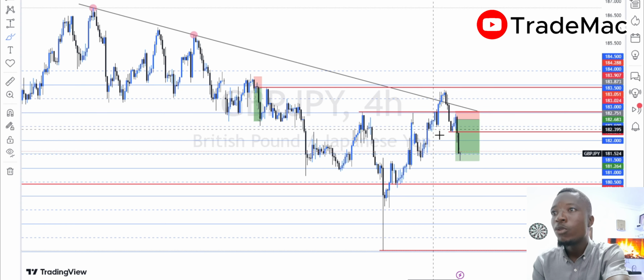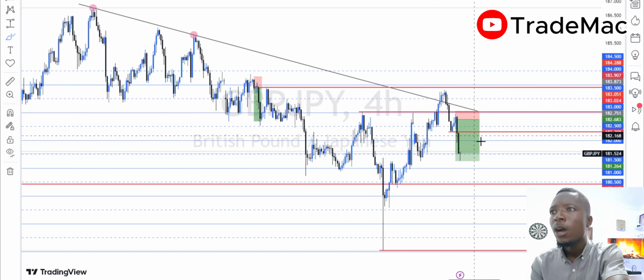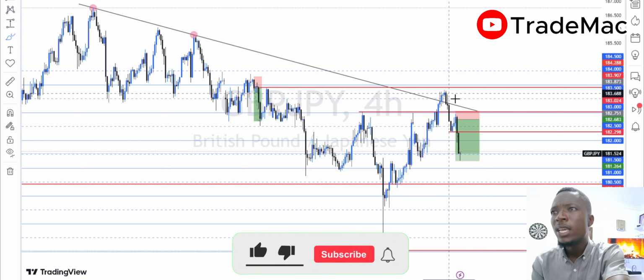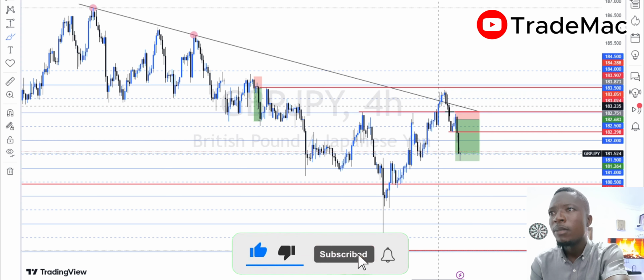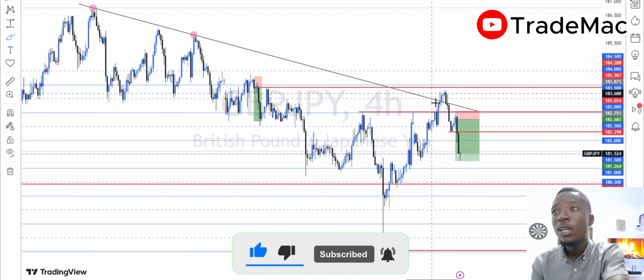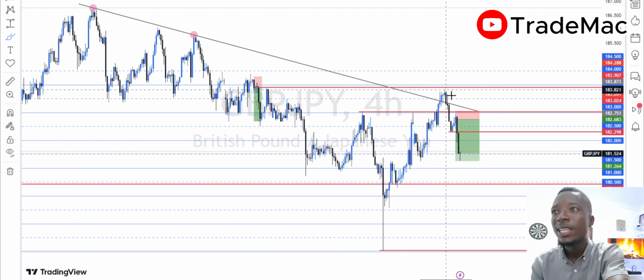So my entry was right here, my stop loss was above. Immediately I saw the market pushing to the upside. I decided to take off my stop loss and then see if the market was just going to have a test of the trend line or give us a third touch of the trend line. Then the main bearish move will happen.